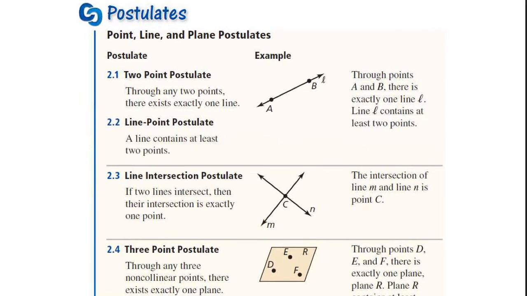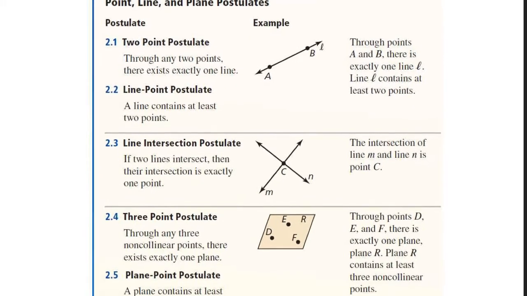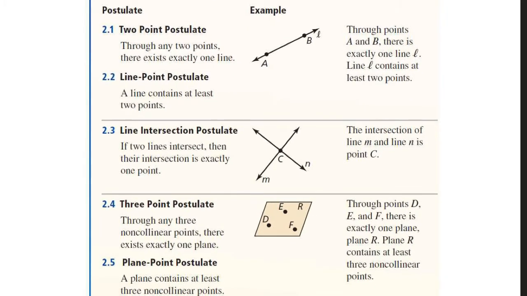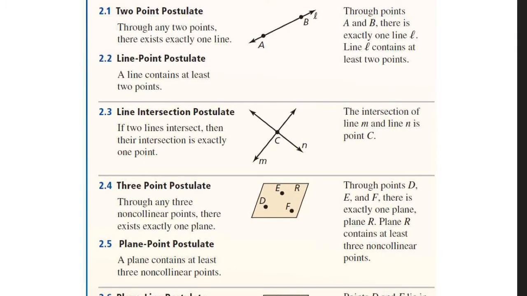So here I give you a list of postulates. I do not expect you to memorize these postulates. What I expect is for you to be able to read these postulates and understand what they mean. The first two postulates talk about lines and points. The first postulate, the 2-point postulate, says through any 2 points there exists exactly one line. There's an example of that on the right. Through the points A and B there is exactly one line, and we label that line L. So that's the 2-point postulate.